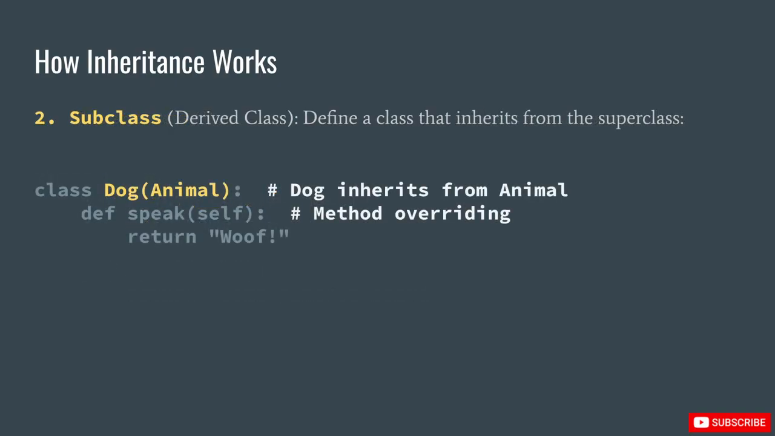Next, we define a subclass, or derived class, that inherits from our superclass. In this case, we create a Dog class that inherits from the Animal class. Here, the Dog class is derived from Animal, meaning it inherits all the attributes and methods from the Animal class. Additionally, we override the speak method in the Dog class to provide a specific implementation.